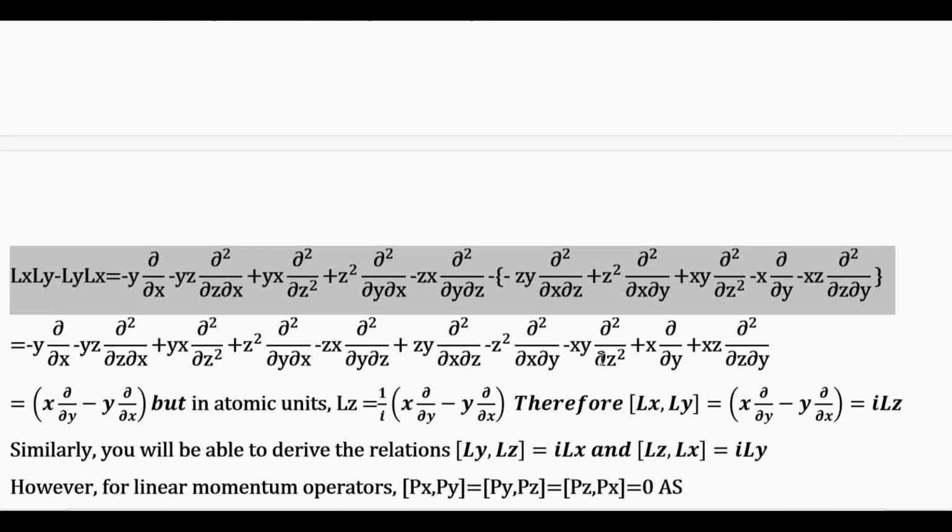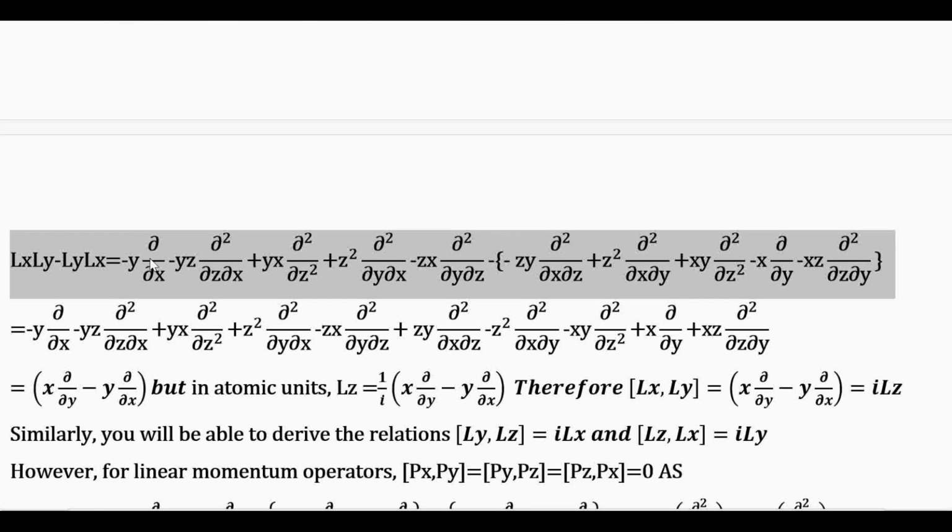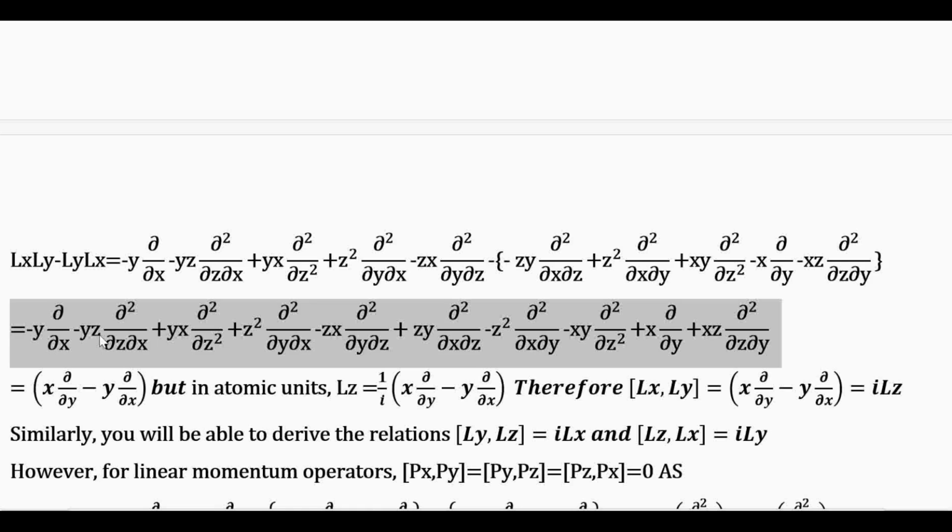So once you write it down, it will contain 1, 2, 3, 4, 5 and another 5, meaning you have got 10 terms. But when you evaluate this, you will see that, leave the first term, come to the second term, minus yz ∂²/∂z∂x. You will find something having plus yz, and you will see that it will get cancelled.